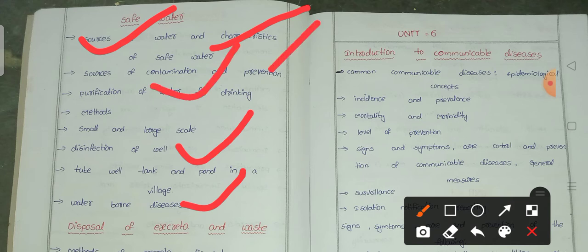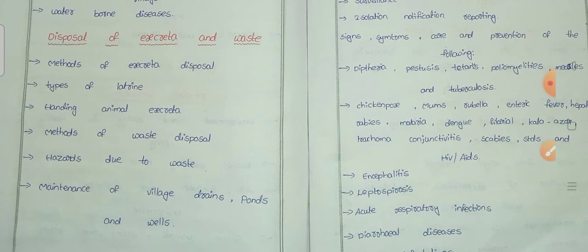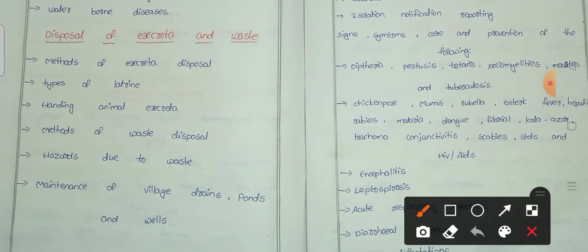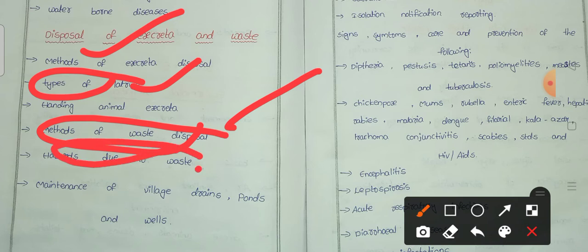Next, coming to the disposal of waste and excreta. Disposal of excreta, types of latrines. How we can dispose of the waste and the excreta: by following the latrines, we can dispose of excreta in a proper way. Types of latrines are also important. Methods of waste disposal: incineration, burial, composting, manure pits. These are all the waste disposal methods. Hazards due to waste, this is also important.